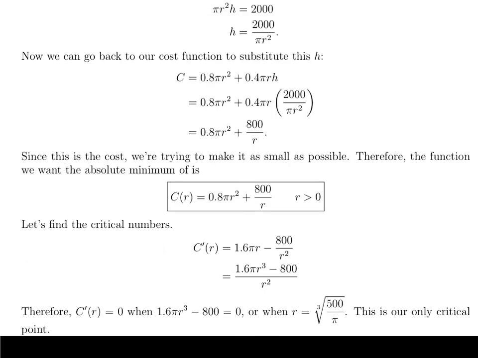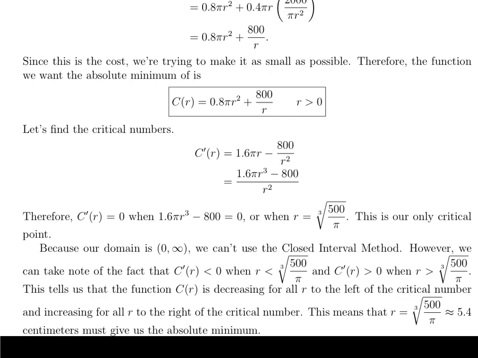So if we set this equal to 0, then we're going to end up with r equals the cube root of 500 over pi. Now don't take my word for it. Do the algebra, work it out, take this equation here, and try to solve for r. You should see that that's the only critical number.